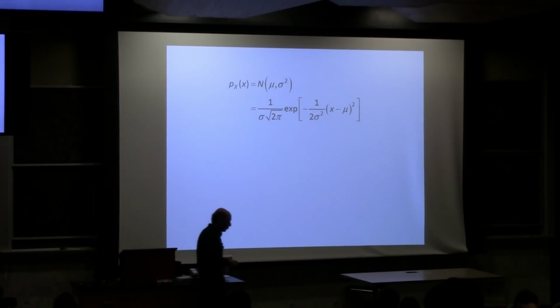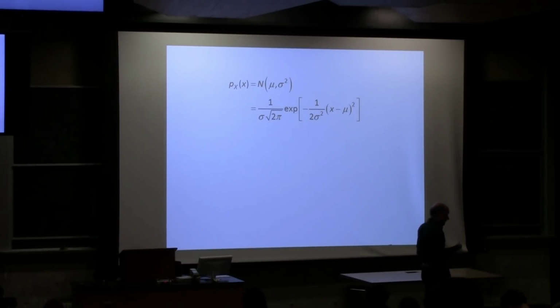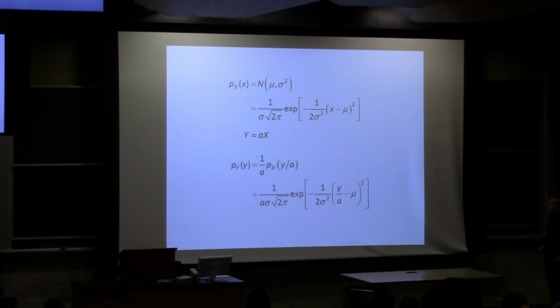Let me show you what that means. Suppose x is a normally distributed random variable. By normally distributed random variable, it means it's a Gaussian with mean mu and variance sigma squared. So here it is. That's a normally distributed random variable. So when I say y is equal to ax, what I mean is that the probability distribution of y is 1 over a times the probability distribution of x. So I have 1 over a in the front, the probability distribution of x, which is here, but x is replaced with y over a. So the probability distribution of y is this quantity.